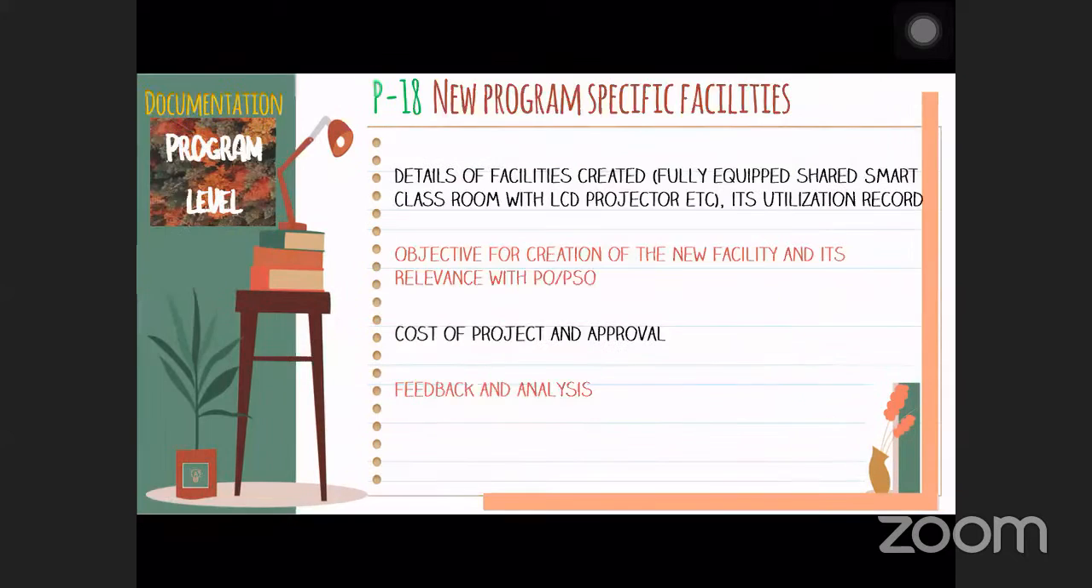Then there would be some new facilities created especially for a particular program that should be available in file P18. Details of all the facilities created for program specific requirements, such as a fully equipped shared smart classroom with LCD projector, interactive boards, audio systems, all such things. These will be helpful for the students to practice their presentations, to record certain presentations, and to improve their presentation skills. So this is a program specific facility created by the program for the students studying in the program. All such details and its utilization record should be maintained.